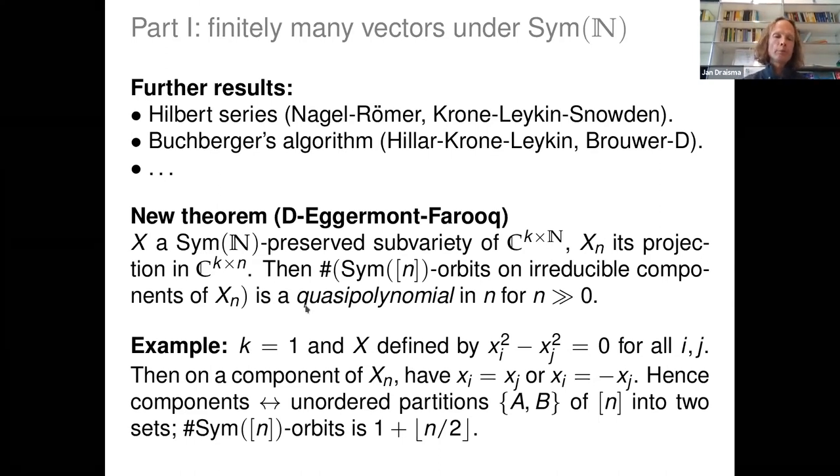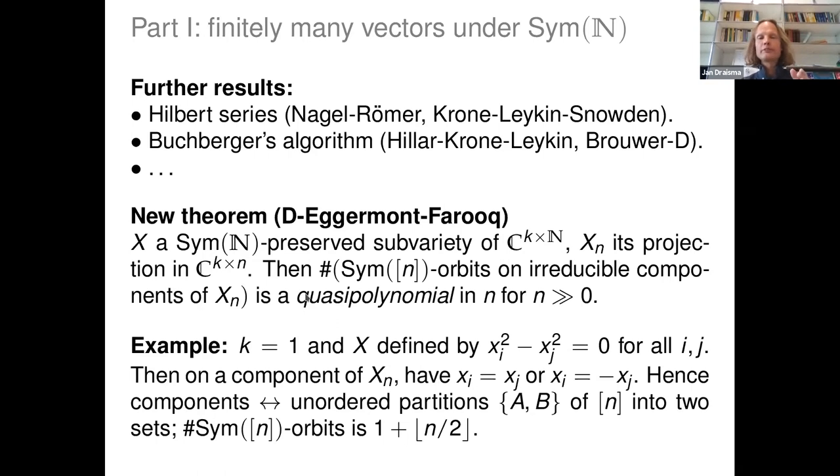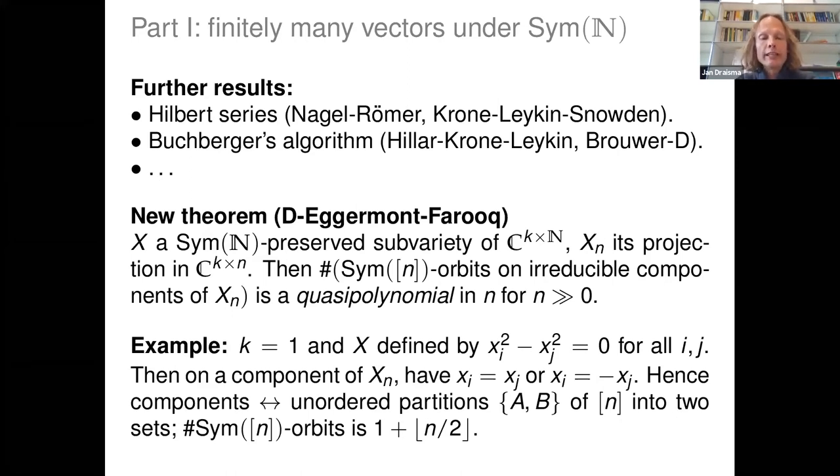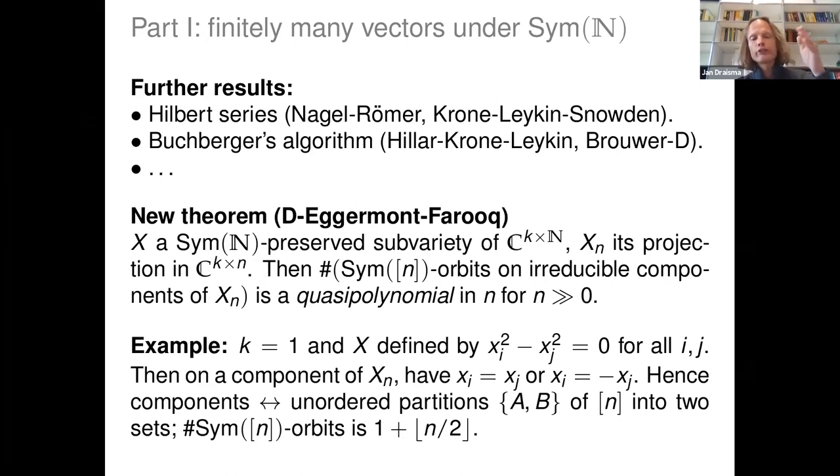So a quasi-polynomial is a polynomial except that the coefficients of n to the 0, n to the 1, and so on up to n to the d are not constants, but they are periodic functions of this natural number n. So a typical quasi-polynomial is this expression that you see down here. It's n divided by 2 rounded downwards, a degree 1 quasi-polynomial whose leading coefficient is a half, but its constant coefficient depends on the parity of n. Okay, so let me do the example.